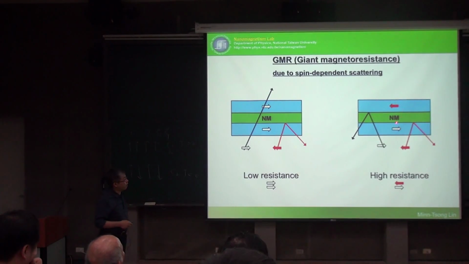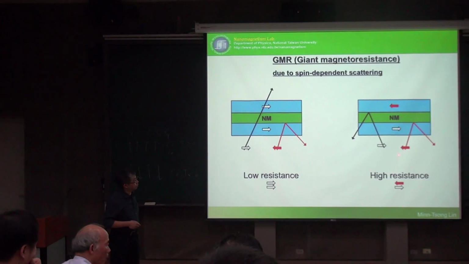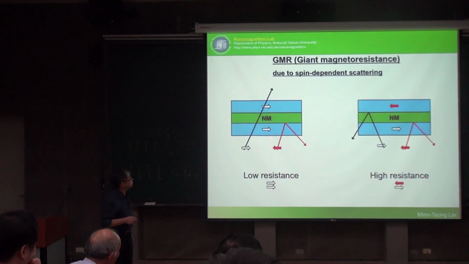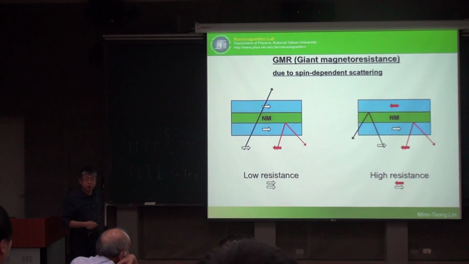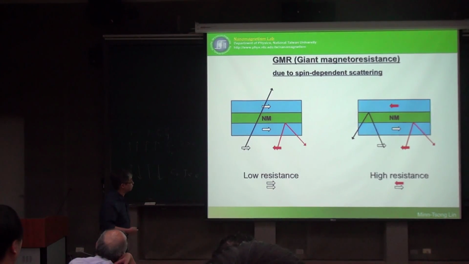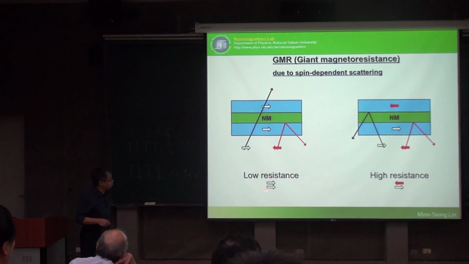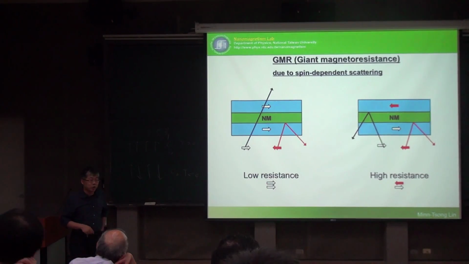If you have the anti-parallel configuration, so it's antiferromagnetism and ferromagnetism, then you will scatter back at this position. For this spin, you will scatter back at this position. So then you have the higher resistance. By changing the relative orientation of both, you can control the resistance here. So we call this magnetoresistance. And this is also the basic principle of spintronics applications. You control the magnetization, so you can in turn control the resistance. So this is the basic idea.